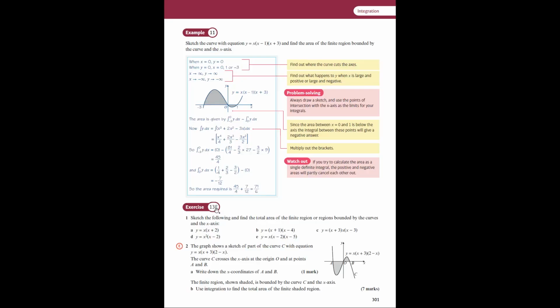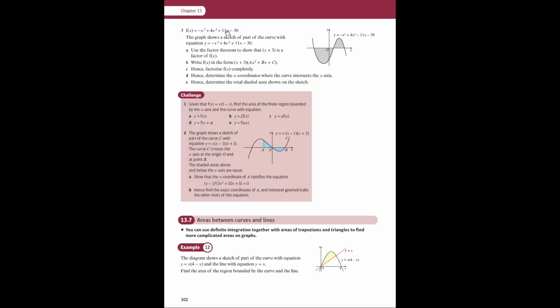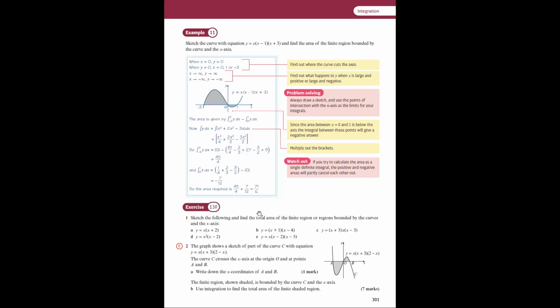So your question is exercise 13F. I think question 1 is quite useful because you sketch the curves. Moving on to question 2, just the 3 questions there. Question 3 is quite a good question to get through. Okay, good luck.